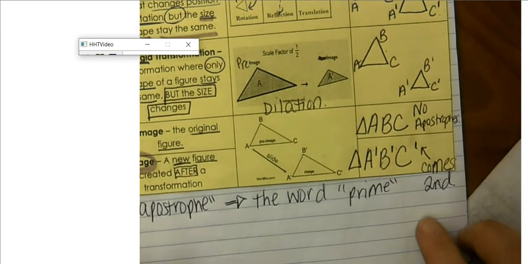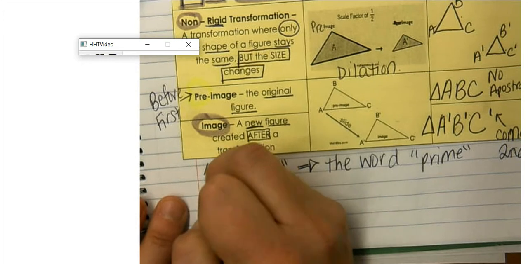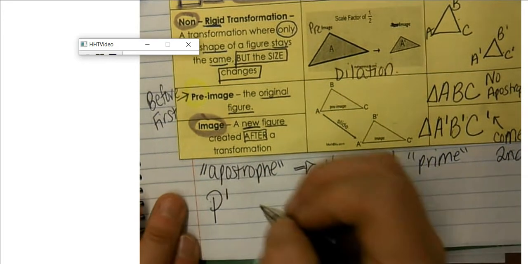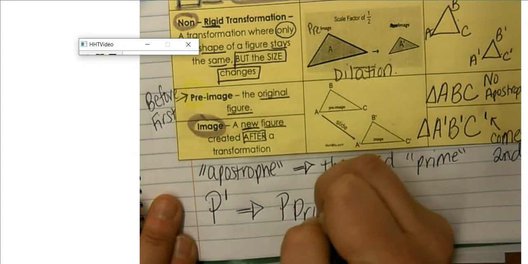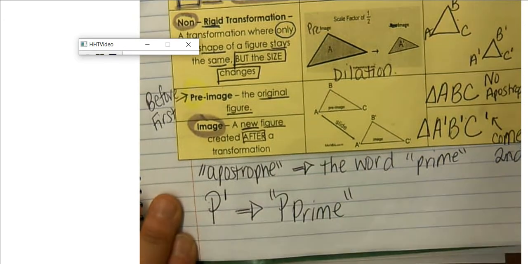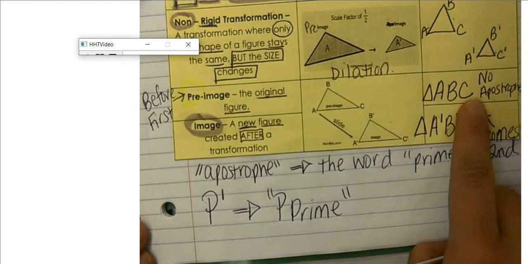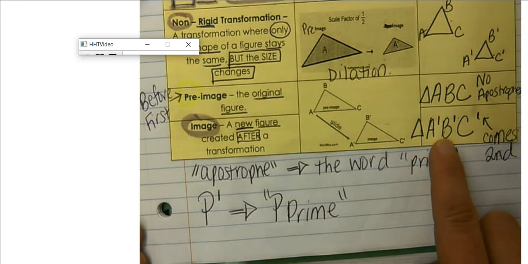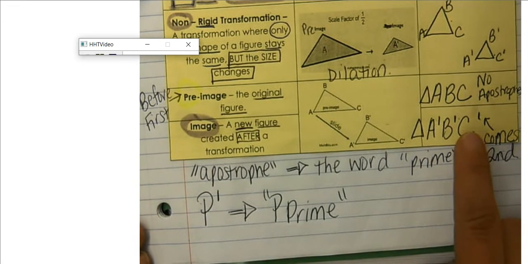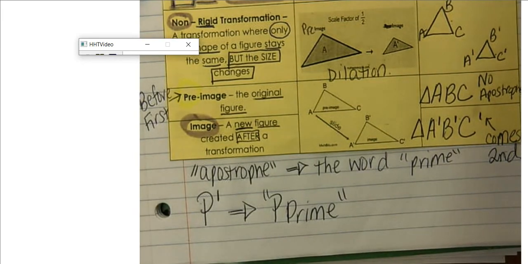So for example, let's say that I have P with an apostrophe. We would call that P prime. So this would be triangle ABC, and down here we would call it triangle A prime, B prime, C prime. All right, let's go ahead and flip the page, and this time around we're going to talk about translations.